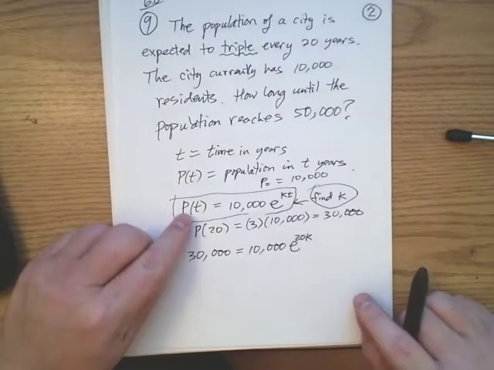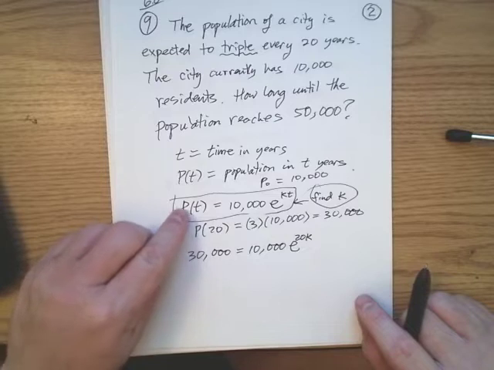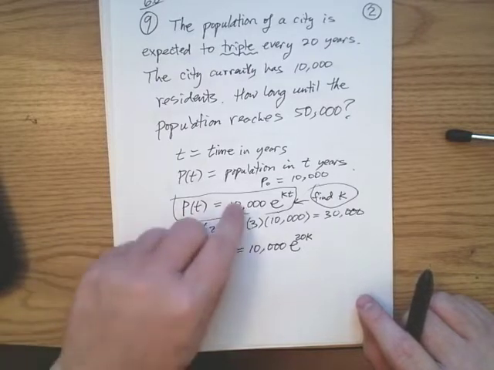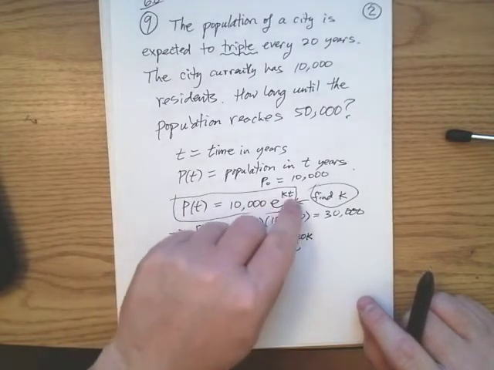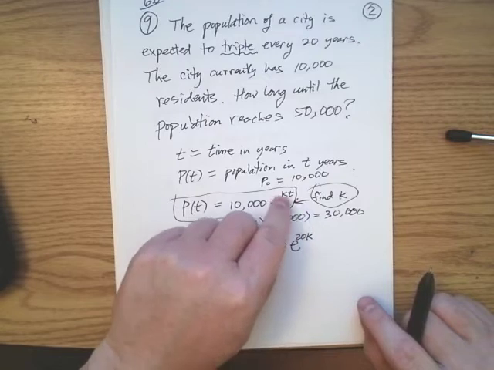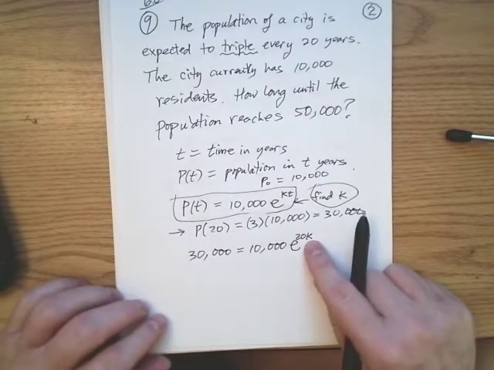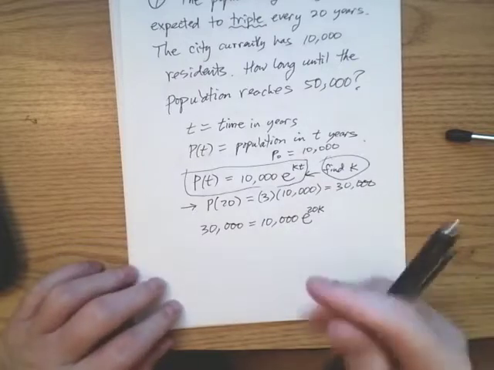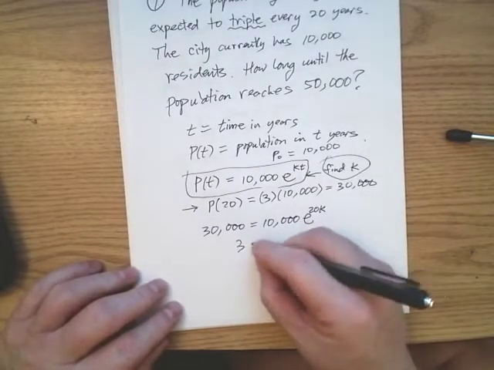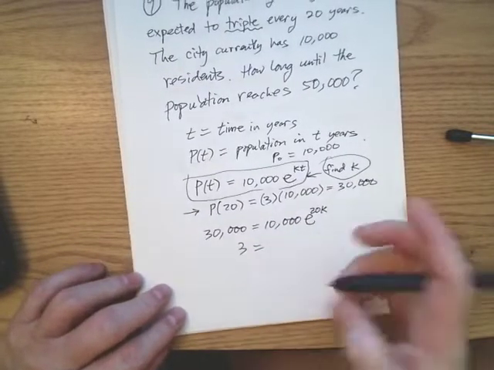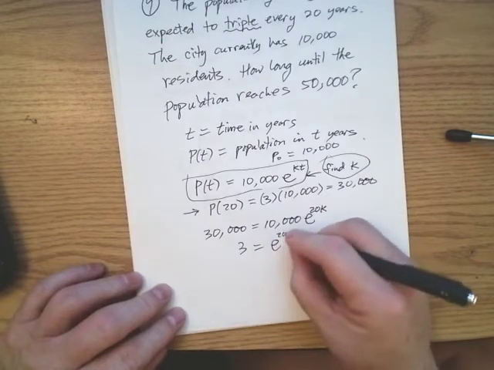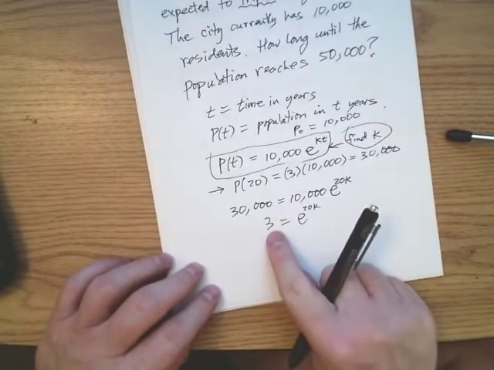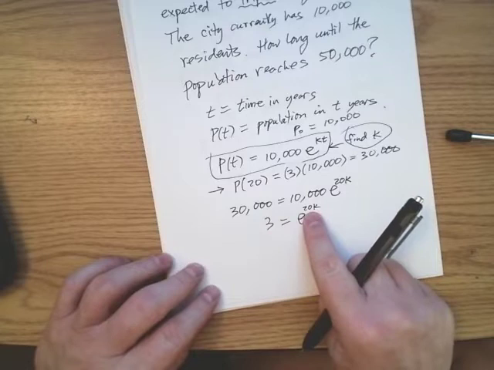So substituting t equals 20 in this formula, I would get P of 20, which is 30,000, is 10,000 times e to the 20k, k times 20, which I wrote as 20k. Now I'm going to divide by 10,000 on each side. I would get 3 here. There's our tripling in 20 years.